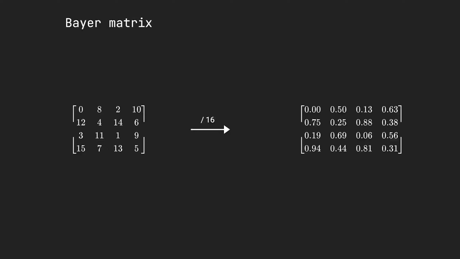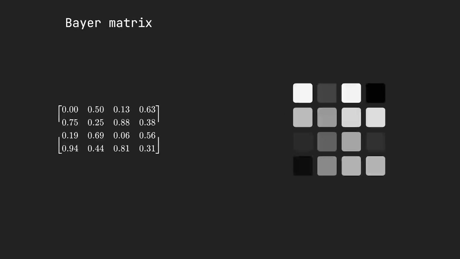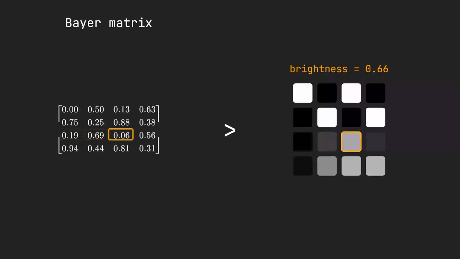For every pixel in the image, we check its brightness, so we convert the pixel value into a range of 0 to 1, and we find its position in the matrix, so the X and Y correspond to the value in the matrix. And then we compare the brightness of the pixel to the brightness of the matrix. So when it's higher than the threshold, it becomes white, otherwise it becomes black. This pattern is then repeated over the whole image or over a whole frame.